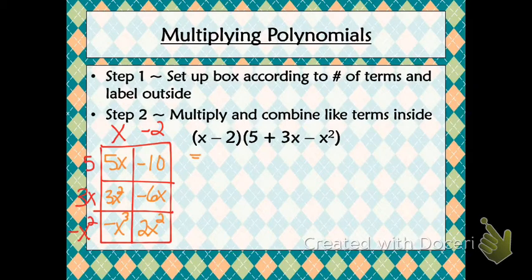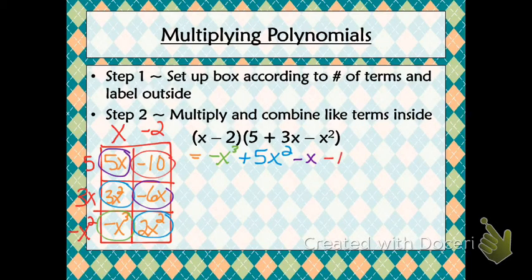from highest degree to lowest degree. Looks like my highest degree is the x cubed term, and then I've got two x squared terms, so I can combine those. I've got a 3x squared and a 2x squared to give me a 5x squared. And then I've got some linear terms. I've got a 5x and a negative 6x, and when I combine those I get a negative 1x. And then last I have a constant, and I don't have any like terms with that one, so that one's just going to be a minus 10. So here's my solution.